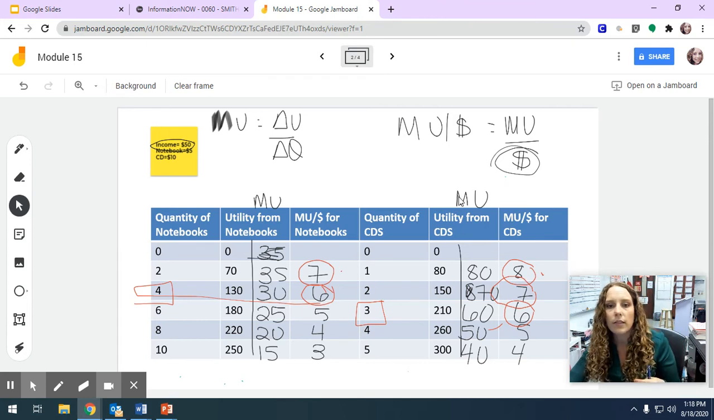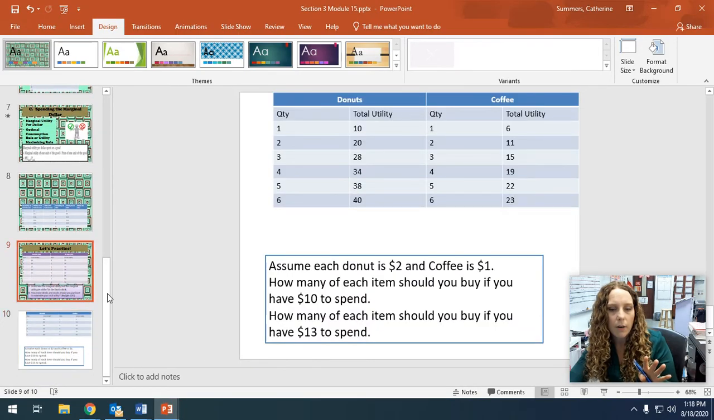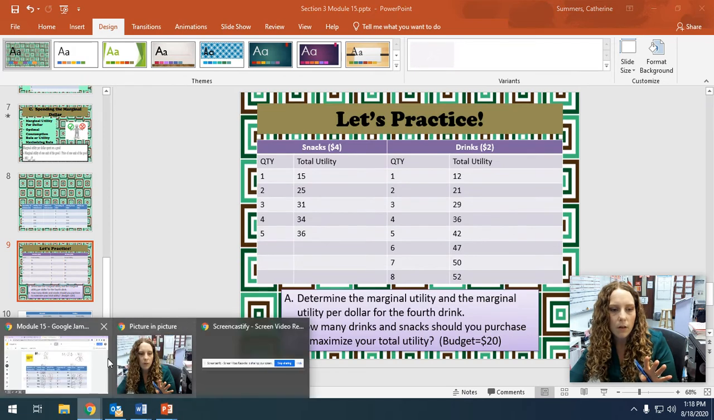That's called marginal analysis. We go through that process of figuring out which one we're going to buy. So now let me see. What do we have to do back over here? Okay, practice, yes. So I'm going to switch back to where I was.